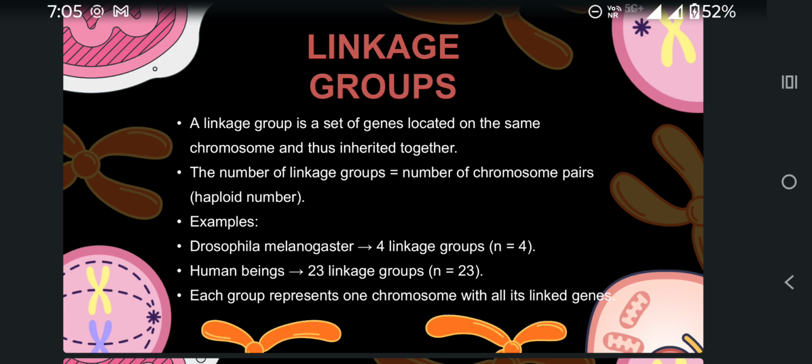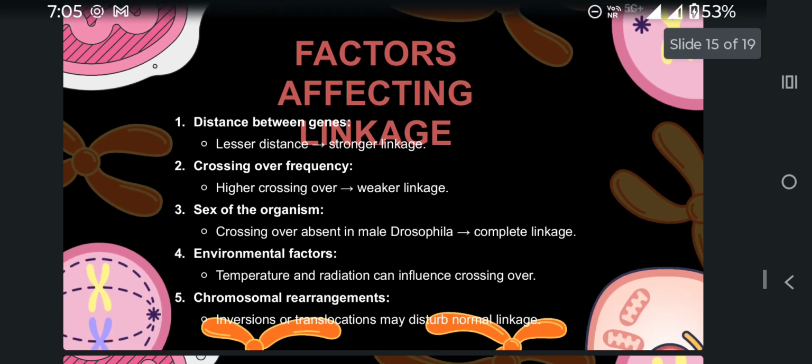A linkage group is a set of genes that is located on the same chromosome and thus inherited together. The number of linkage groups is equal to the number of chromosome pairs, meaning the haploid number. Suppose Drosophila melanogaster has 4 pairs of chromosomes, so the linkage groups will be 4. And in human beings, there are 23 pairs of chromosomes, so there are 23 linkage groups. Each group represents one chromosome with all its linked genes. So this is the linkage.